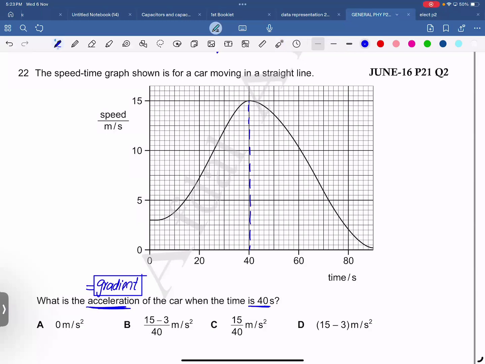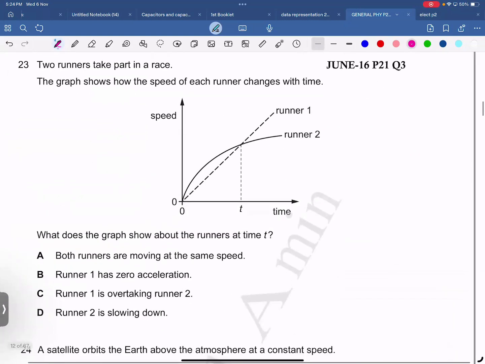Is this graph a straight line? No, it's a curve. So first you need to draw a tangent. If you draw a tangent at 40, the tangent is horizontal. A horizontal tangent means the gradient at this point is 0. So if the gradient is 0 at this point, what does that mean? The acceleration is also 0. Many students will try a different approach. They are all wrong. In a speed time graph, the gradient is the acceleration. At this turning point, the gradient is 0. So 0 gradient means 0 acceleration. Option A.